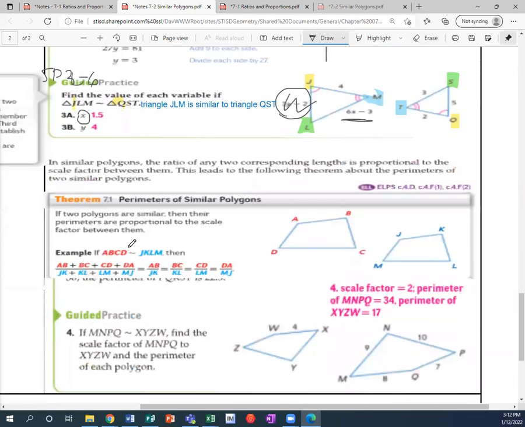The last thing to say, and I don't have anything on your skill practice, is perimeter. So if you get a perimeter problem, just remember that since your perimeter is side lengths, you can add them all together into a fraction, and that will also be equal to one of your scale factors.